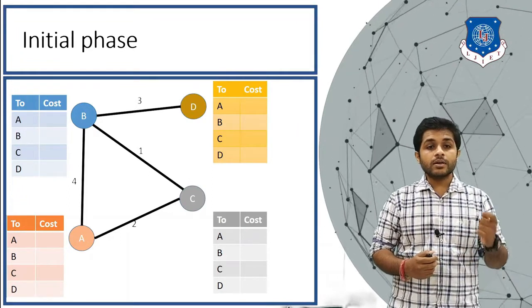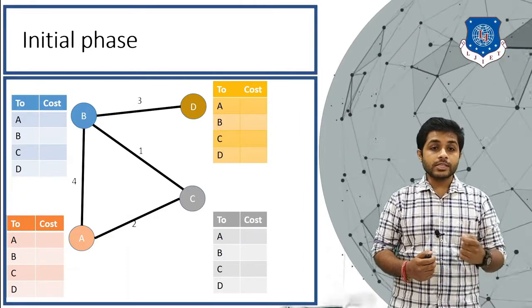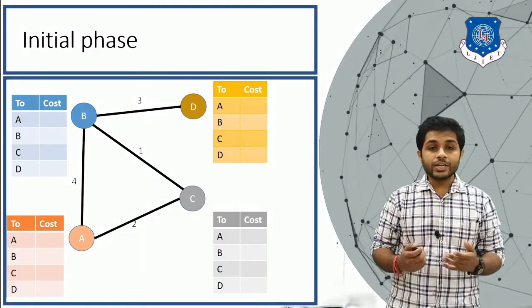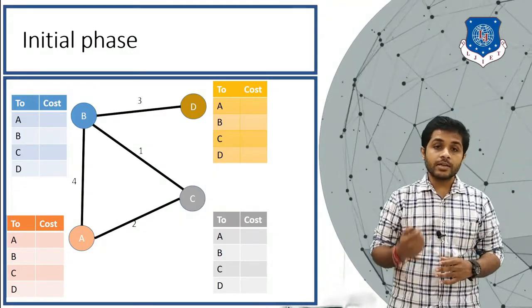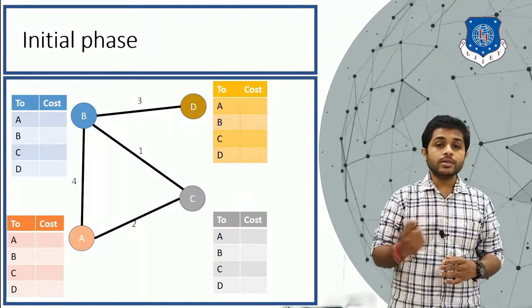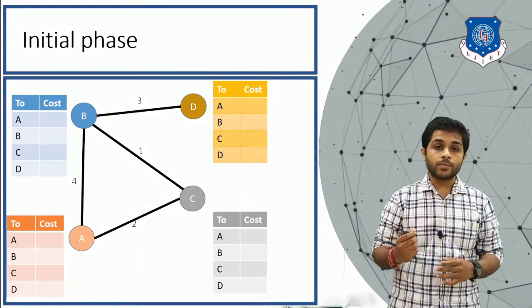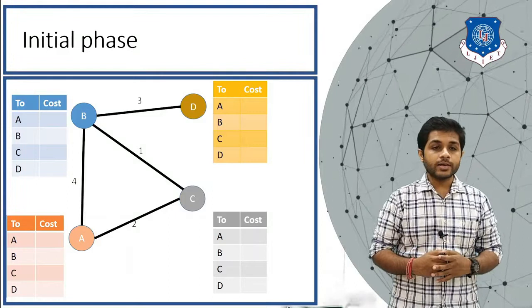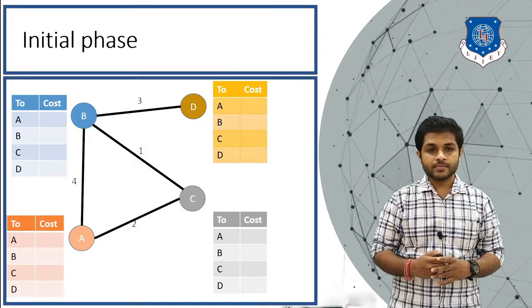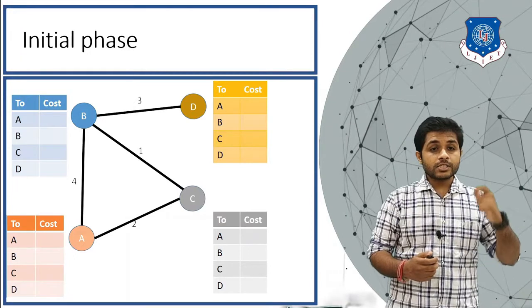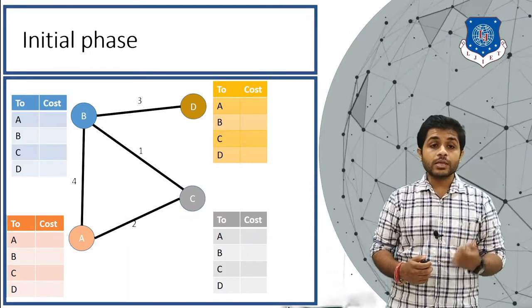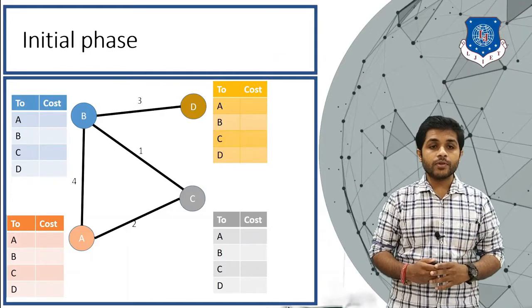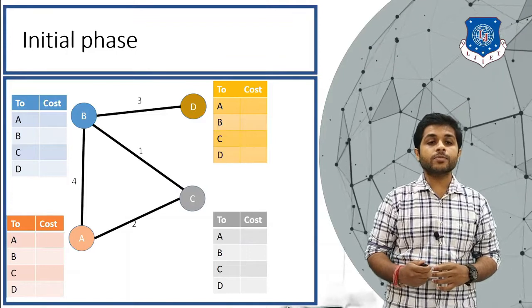For example, router A's table indicates the distance from A to all the remaining routers. The entries in router C's table indicate the distance from router C to all the other routers. So initially there are no entries in the table. Now in the starting phase, a router only knows the distance to its adjacent nodes. For example, for router A, the distance from itself is 0.